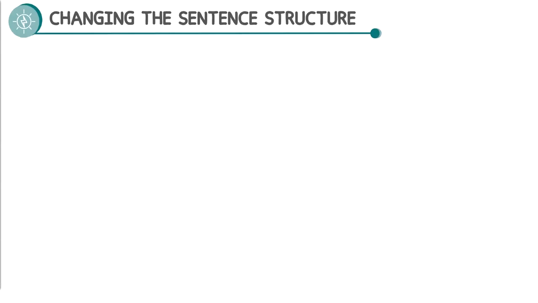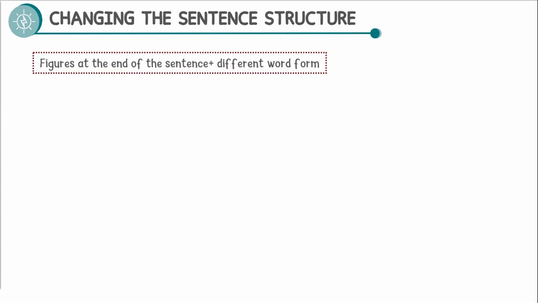Another way to show your wide range of sentence structures is to know where to put your figures in your report, and in changing your word form. We do not want to have the same structures. So, here, we included examples on how you can structure your sentence: putting your figure at the end of the sentence and changing the word forms of your verb, adjective, and noun.